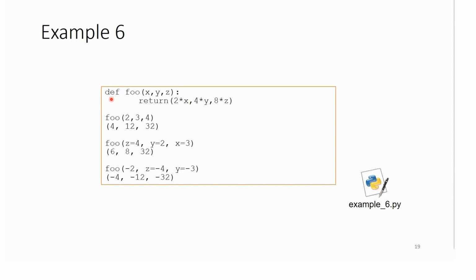Yes. So here we have a function, foo. It takes x, y, z as input and returns 2x, 4y and 8z. Pretty simple. Now we call foo. We give it 2, 3, 4. It should return 4, 12, 32. Now we call it again. So here we didn't specify which one is x, which one is y, and which one is z. But since x, y and z are in order by default, the compiler thinks that x is 2, y is 3, and 4 is z.